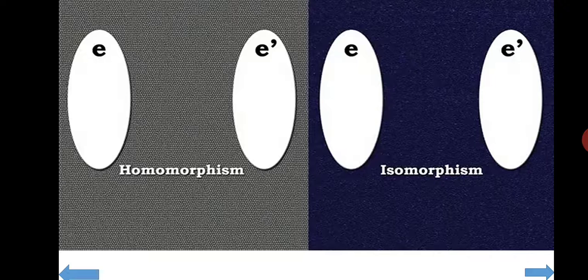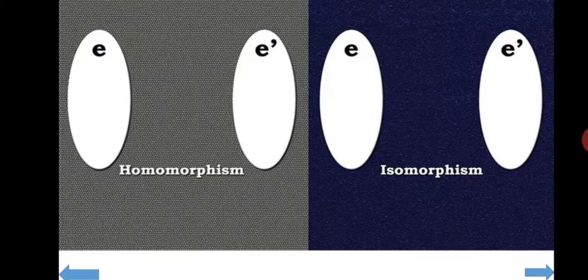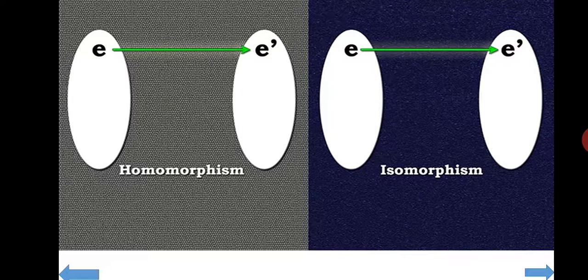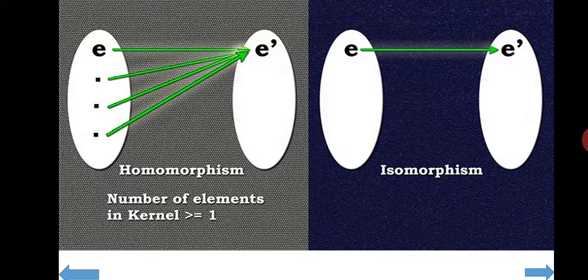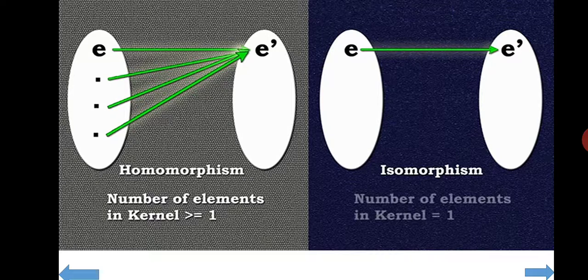One thing common between a homomorphism and an isomorphism is that both these functions map the identity element of the first group to the identity element of the second group. However, in case of a homomorphism, we can have more than one element in the first group that gets mapped to the identity element of the second group. But in case of an isomorphism, the identity element of the first group is the only element of the first group that gets mapped to the identity element of the second group. In other words, the kernel of a homomorphism may contain more than one element, but the kernel of an isomorphism contains exactly one element.